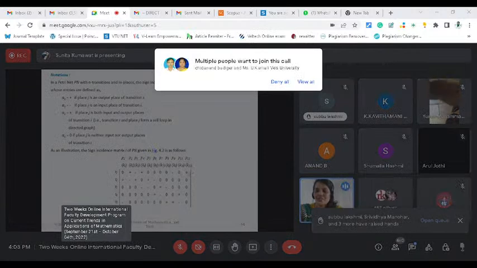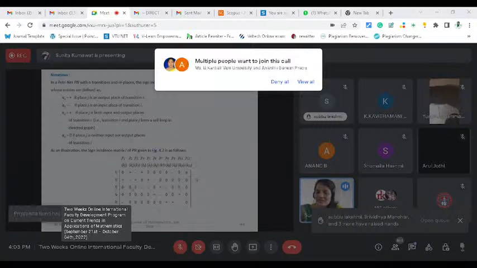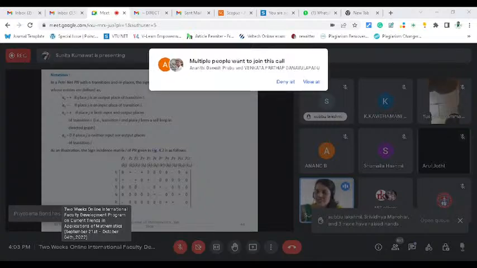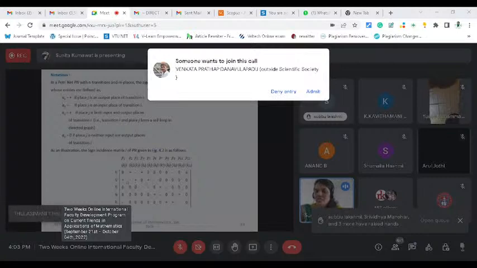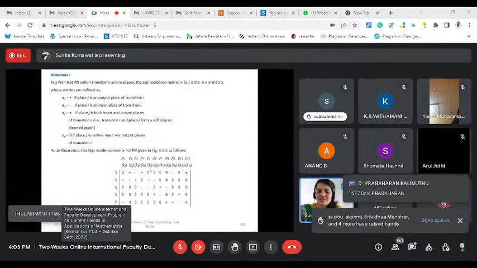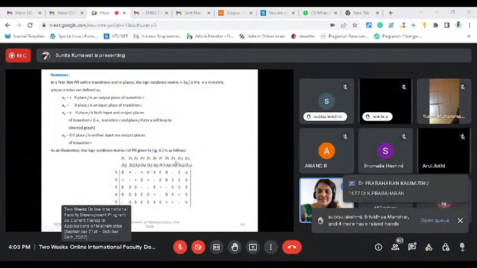So only the loops represent the plus minus, and the rest are: if it is an input place then it is minus, if it is an output place then it is plus, and if it is neither input nor output then it is zero. So this is just a sign incidence matrix representation of the given model. And now we analyze this matrix.